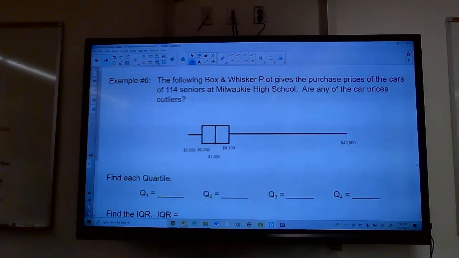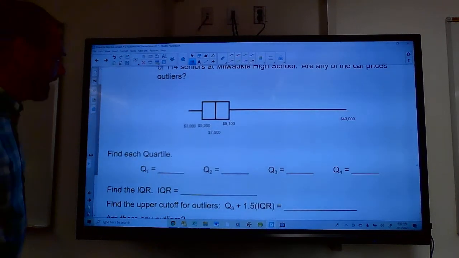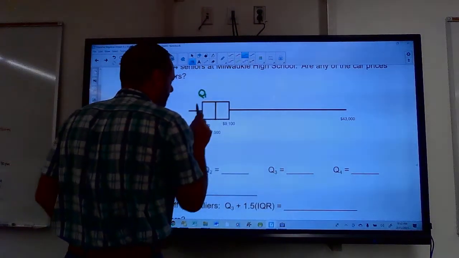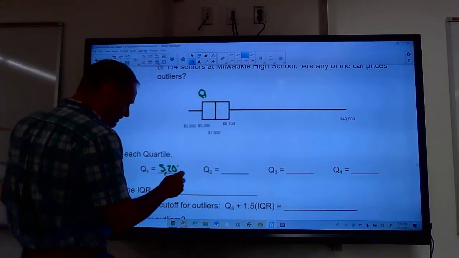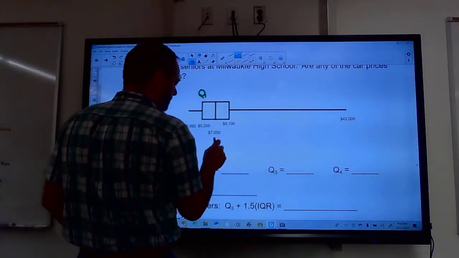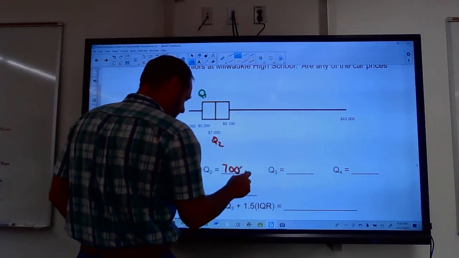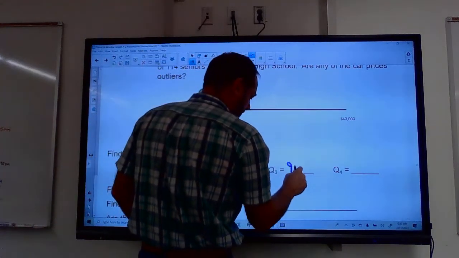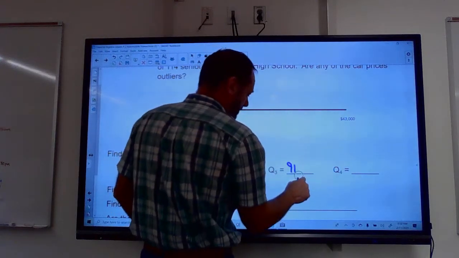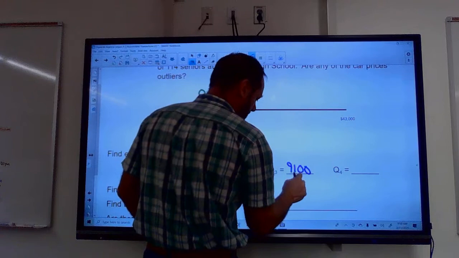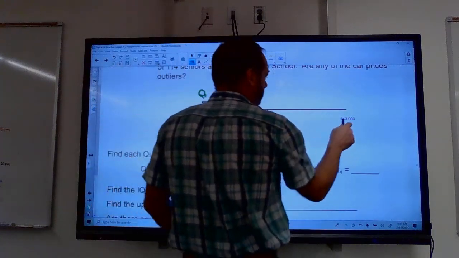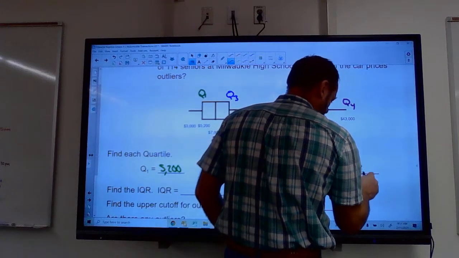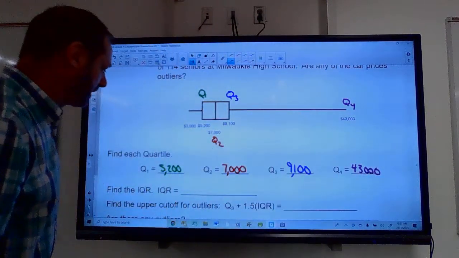The following box and whisker plot gives the purchase prices of cars of 114 seniors at Milwaukee High School. Are any of the car prices outliers? Okay, so we've got a Q1 right here at 5,200. We've got a Q2 right here at 7,000. We've got a Q3 right here at 9,100. And we've got a Q4 at 43,000 out here. Somebody got a nice car.